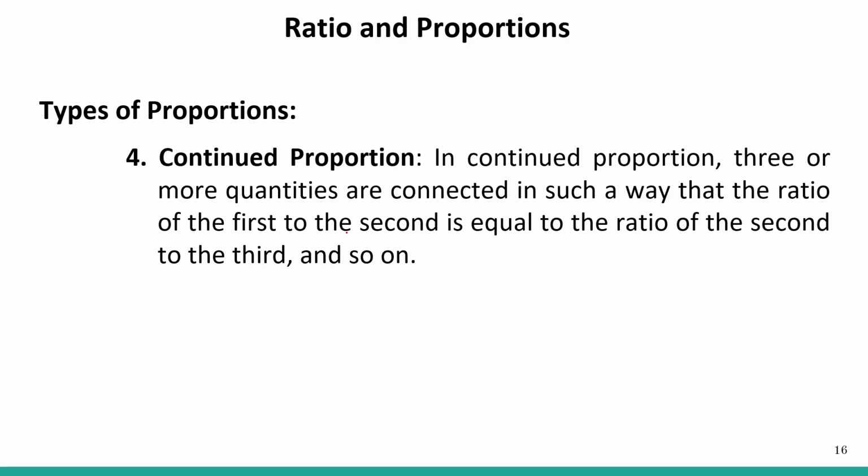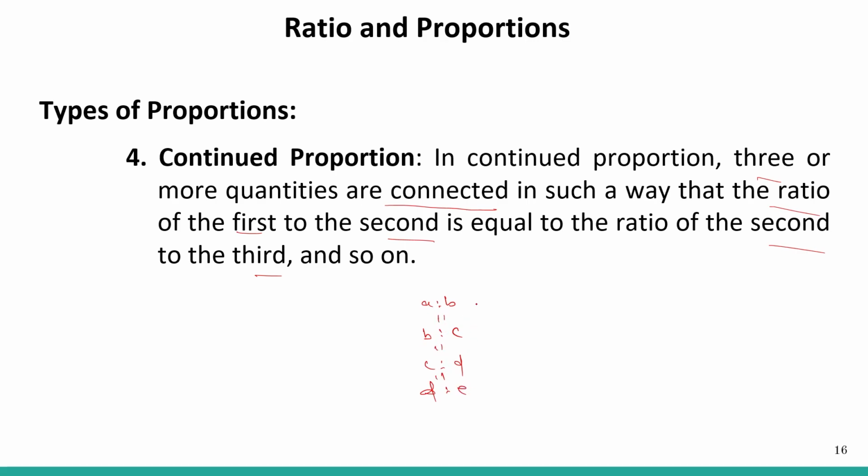So let's see the fourth kind of proportion, that is continued proportion. In continued proportion, there are three or more quantities connected in such a way that the ratio of the first to the second is equal to the ratio of the second to the third, and so on. That is called continued proportion. So A is to B, B is to C, C is to D, D is to E. These are all the same, equal.